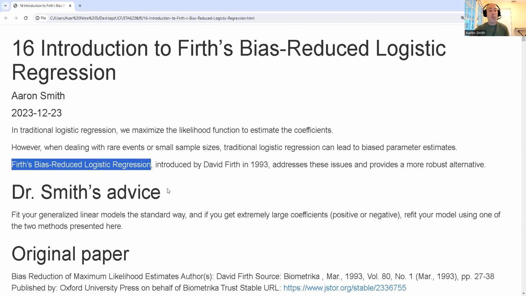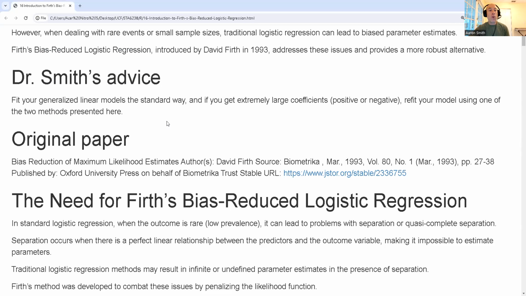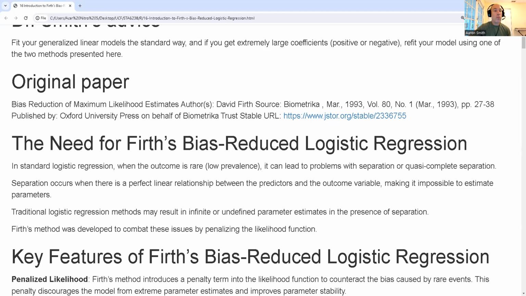All right, so my advice overall is, in general, fit your generalized linear models in the standard way. And if you get any extremely large coefficients, positive or negative, which I have at work several times, refit your model using the techniques I'm going to present below. Now, this is where the original paper is, bias reduction of maximum likelihood estimations. Here is the author.